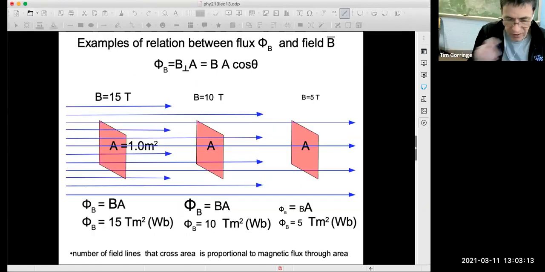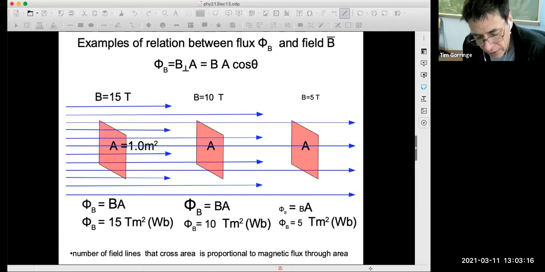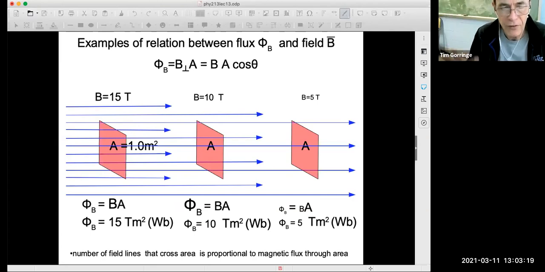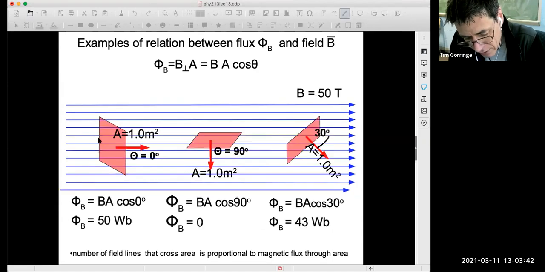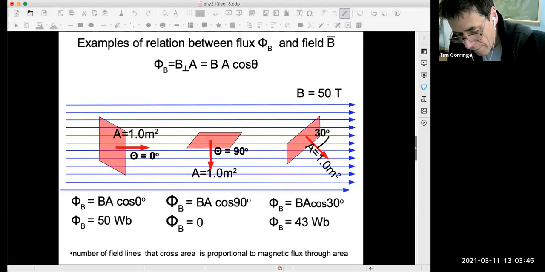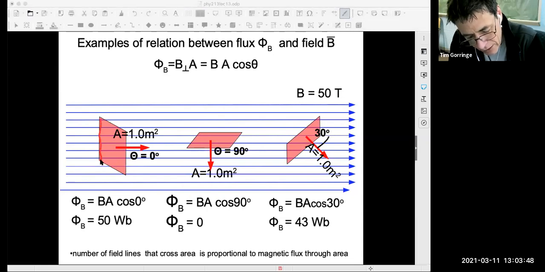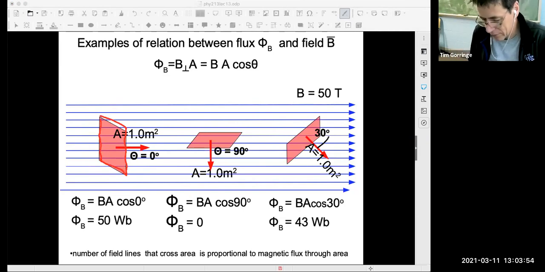Let me just show this slide and the next slide quickly, just to illustrate some of the features of that relationship between flux and field and surface that we first met for electrical fluxes, and now we're meeting for magnetic fluxes. So look, in this example, I've got a surface here, this one on the left, 1 square meter. Oh, I've jumped a slide, I think. Let me get back.